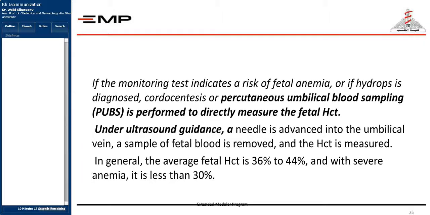If the monitoring tests indicate a risk of fetal anemia, or if hydrops is diagnosed, cordocentesis, or percutaneous umbilical blood sampling, is performed to directly measure the fetal hematocrit. Under ultrasound guidance, a needle is advanced into the umbilical vein, a sample of fetal blood is removed, and the hematocrit is measured. In general, the average fetal hematocrit is up to 44%, and with severe anemia it is less than 30%.